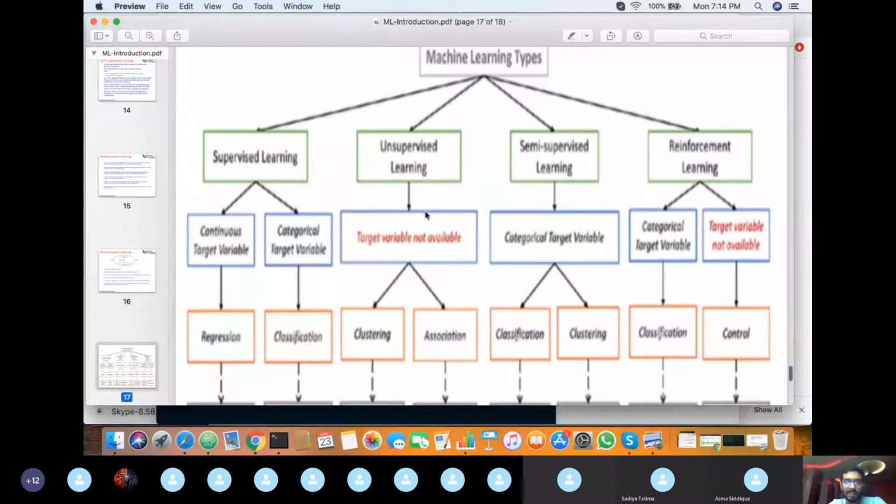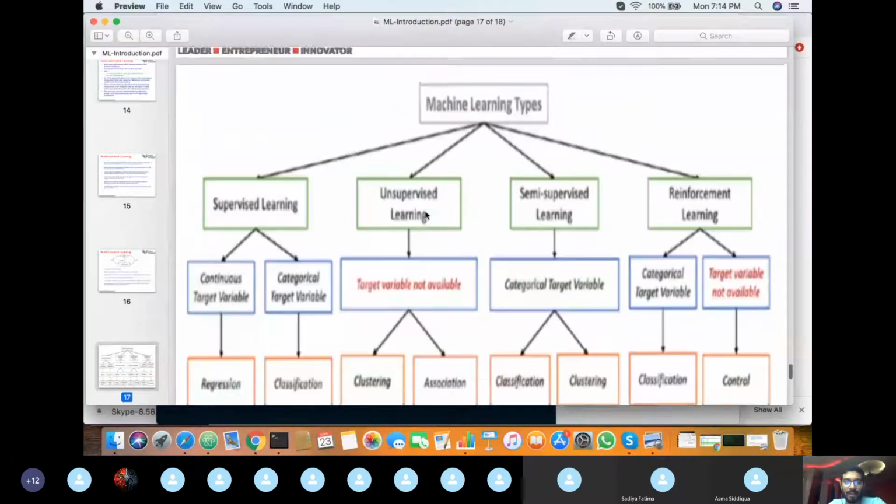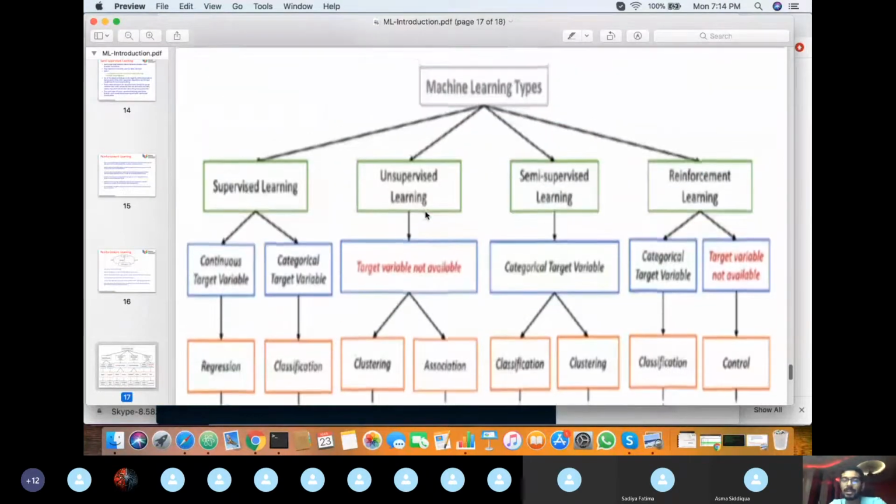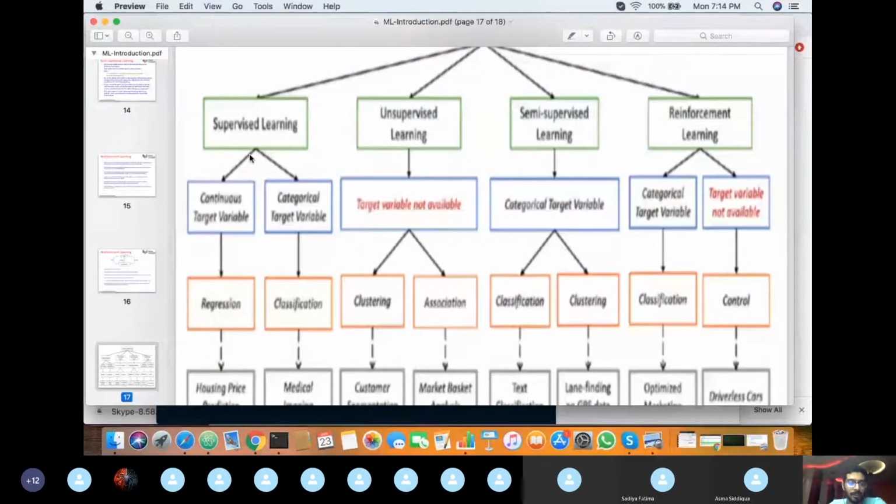This is just a graphical representation of what types of algorithms come under these things. You have four different types of learning. Within supervised, you have a continuous target variable and a categorical target variable. As I mentioned, using supervised learning you can perform regression and classification tasks. Regression is something we use when you have a continuous set of data. It's not like you need to predict yes or no. If it's yes or no, then you use classification.